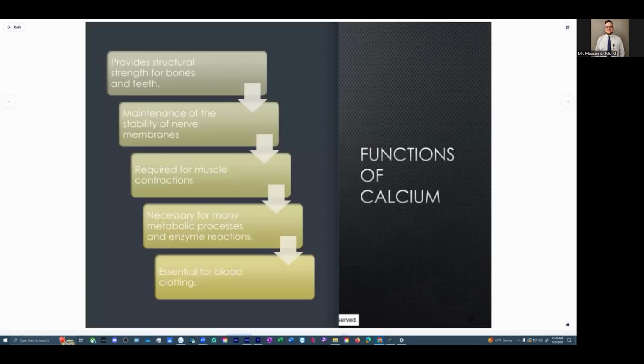So again, this is just a summary. What's the function? It's the structural component of bones and teeth, nerve membranes, muscle contractions, so nervous system impulse, muscle contractions, a lot of metabolic processes, and we need it to help with blood clotting. So the big three is nervous system, muscle contractions, blood clotting. And then, well, I'd say the big four is obviously it's the foundation of our bones.